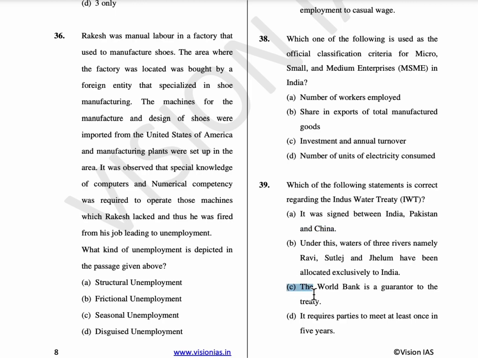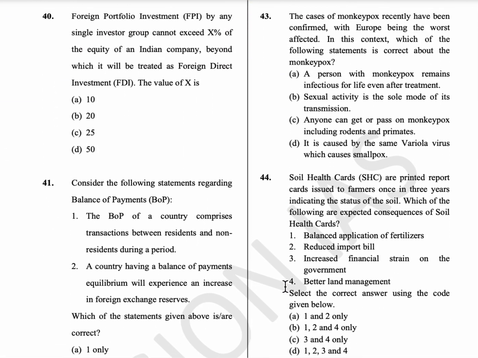Option C is World Bank is a guarantor of the treaty. C is correct. Next is it requires parties to meet at least once in 5 years. So D is wrong because the parties have to meet once in a year. So only option C. 40. Foreign portfolio investment by any single investor group cannot exceed X% of the equity of an Indian company, beyond which it will be treated as a foreign direct investment.